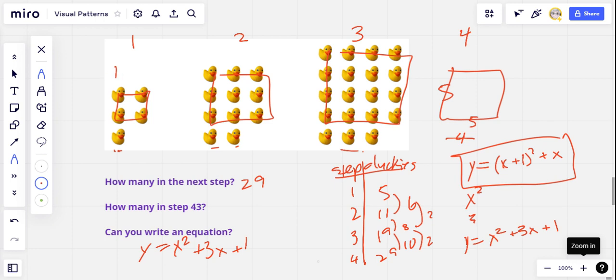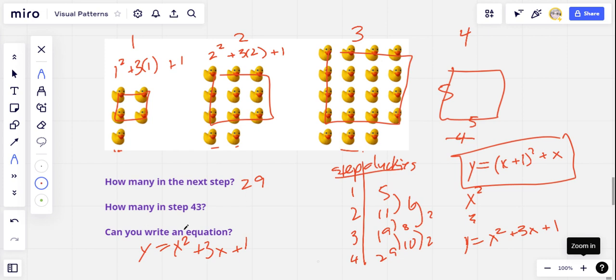So x squared would be 1 squared. X stands for the step number, plus 3 times x, or 1 here, plus 1. So 1 squared is 1, plus 3 more is 4, plus 1 is 5. Yeah, that's how many we get in step 1. Let's try step 2. That'd be 2 squared plus 3 times 2 plus 1, and that'd be 4 plus 6 plus 1. That is 11. Yes, this seems to be working. If you want to test this with step 3 and step 4 to verify our 29, go ahead and do it. I'm confident in this.